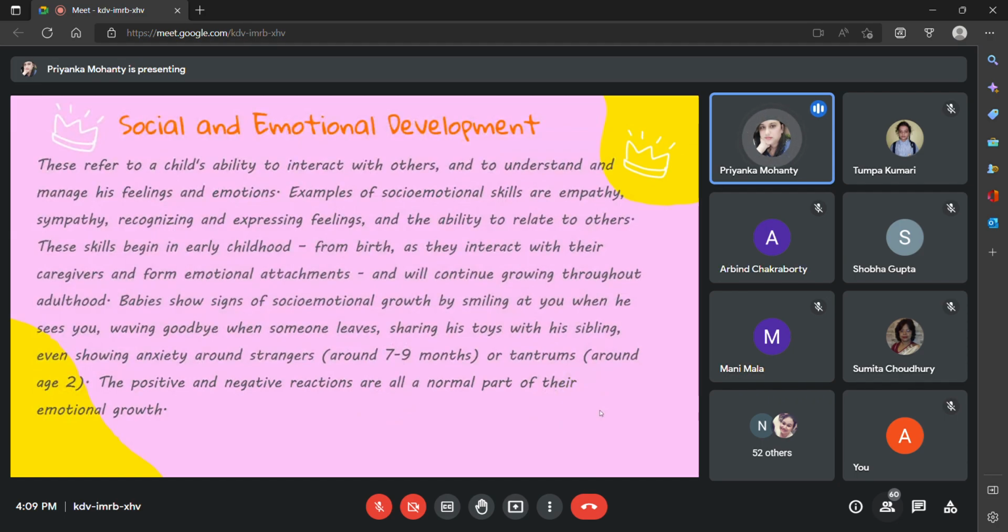Now next is social and emotional development. These refer to a child's ability to interact with others, to understand and manage his feelings and emotions. Examples of social and emotional skills are empathy, sympathy, recognizing and expressing feelings, and the ability to relate to others. These skills begin in early childhood, from birth, as they interact with their caregivers and form emotional attachments, while continuing to grow through adulthood.